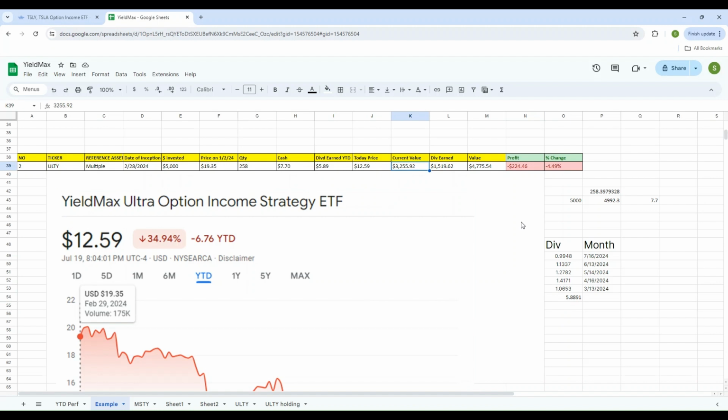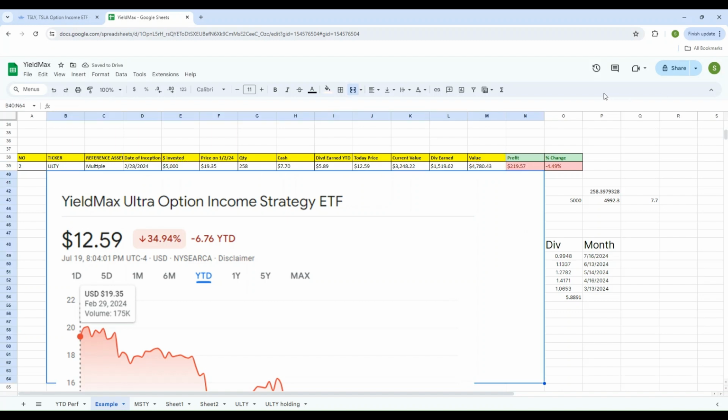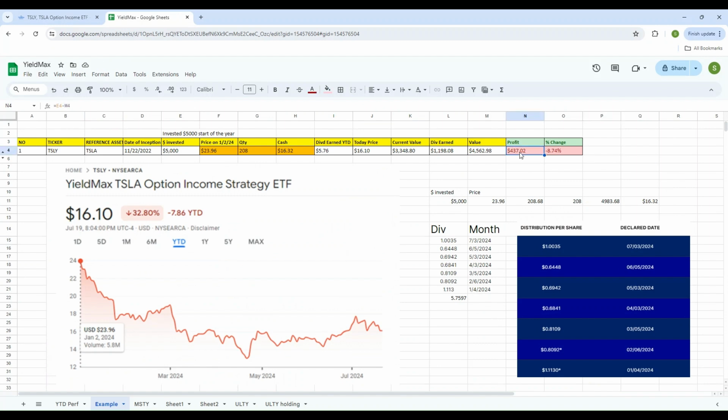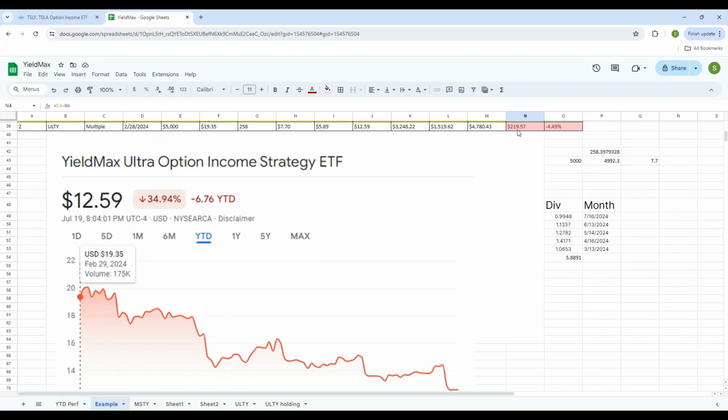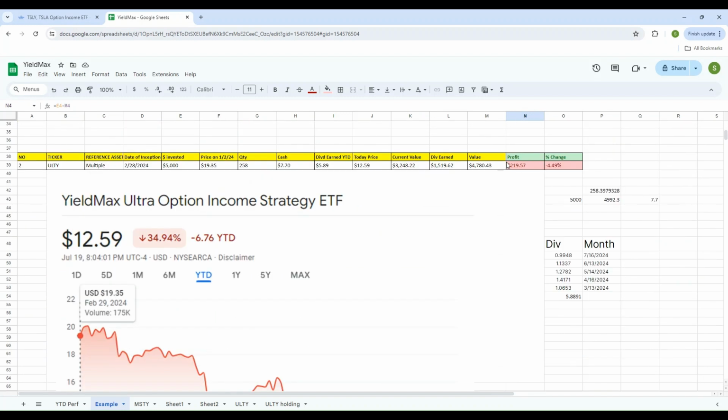Now today, the price of ULTY is $12.59. That means its current value is $12.59 multiplied by the number of shares I bought, 258, and the dividend earned is this per share, and I have 258 shares. So what is the total value I have? It's whatever dividend I earned, the current value, and the cash. Since I invested $5,000 but currently I have only this much, I'm losing $290. So for Tesla, I lost $437. And ULTY, I lost $219.